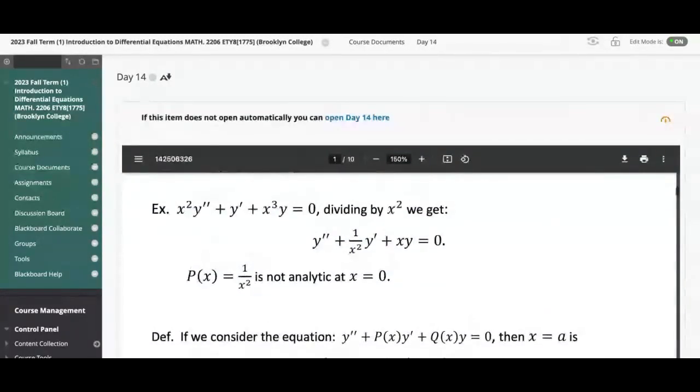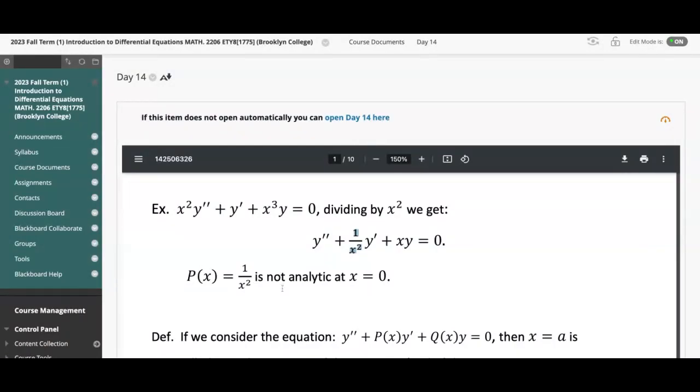So those are some examples. See, example like this. We divide by x squared because this is a p of x, right? Then we see this 0 is not in the domain of this p of x. So we say, what do we see in our new language?